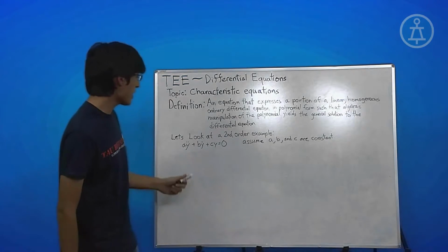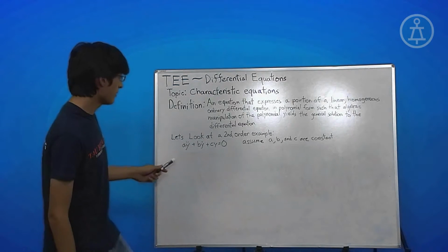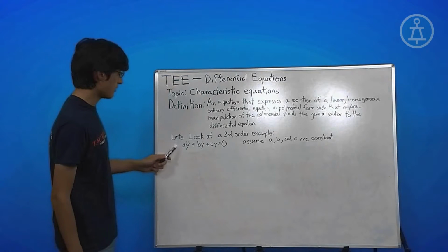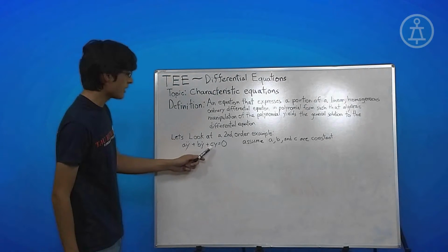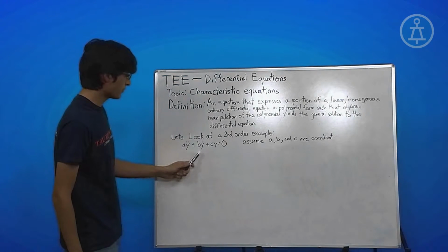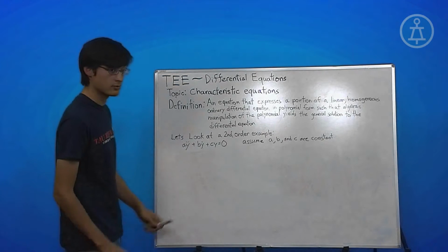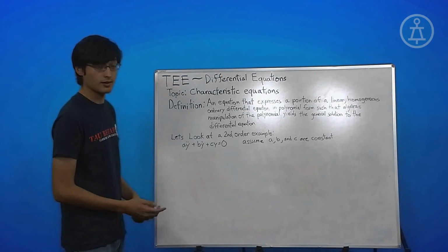To do that, let's look at a second order example. So here we have a differential equation that is a y double dot plus b y dot plus c y is equal to 0, where y dot and y double dot are the first derivative and second derivative of y respectively, and a, b, and c are assumed to be constant.